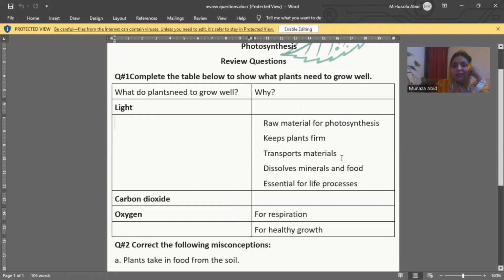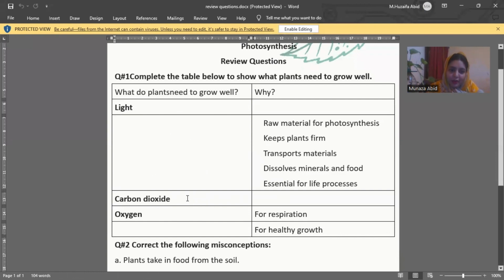In photosynthesis, there is a factor that is the raw material for photosynthesis. Do you have any idea what that is? Think about it. It keeps the plant firm. You can see it in this bottle as well. What is that thing? You will be guessing it. It transports materials, it dissolves minerals in food, and it is essential for life processes. So what can it be? It will be water. You will write the answers by yourself.